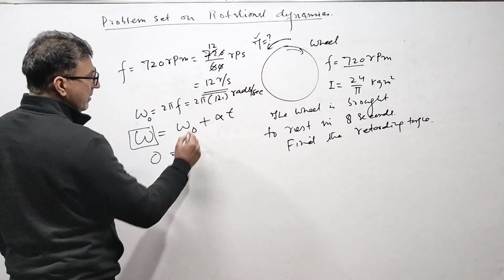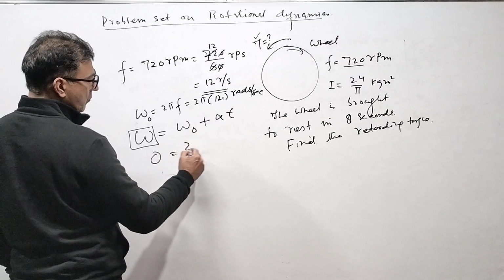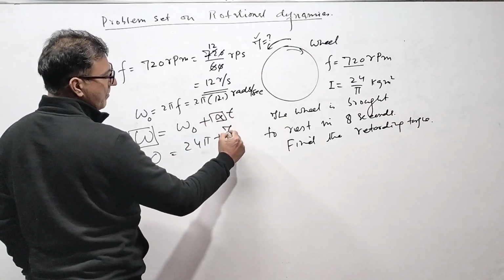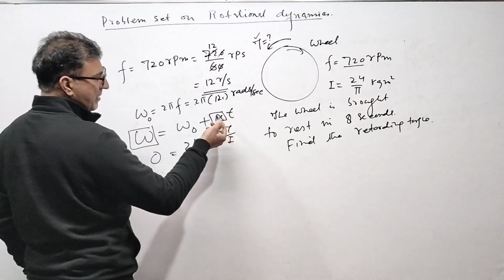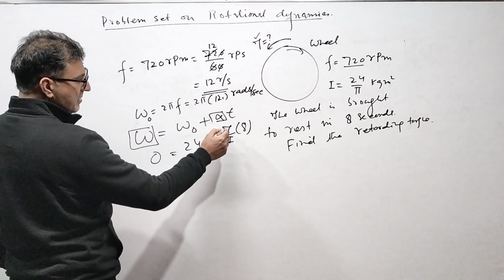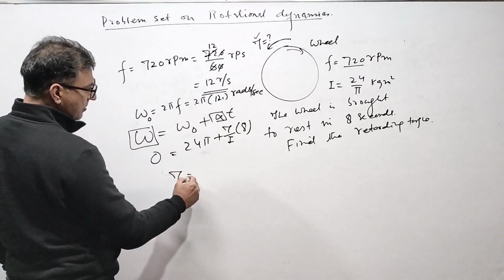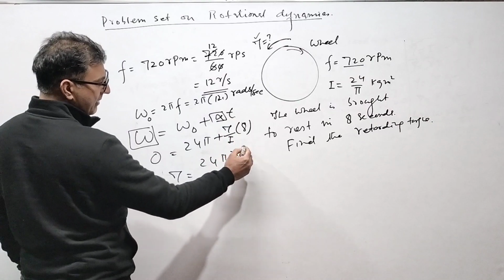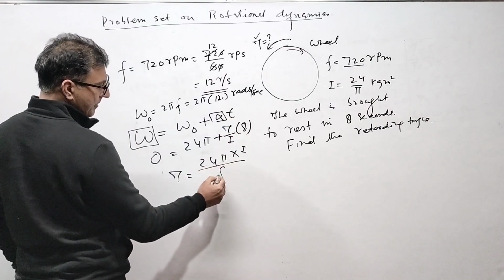So it is 0. Initial angular velocity is 24 pi, plus alpha, that is torque by moment of inertia. That's what we know. It t is 8 seconds. So what is this torque? This torque is equal to 24, we'll get to the left side, multiply this I, divide by 8.